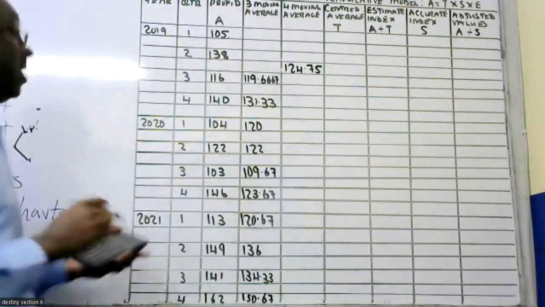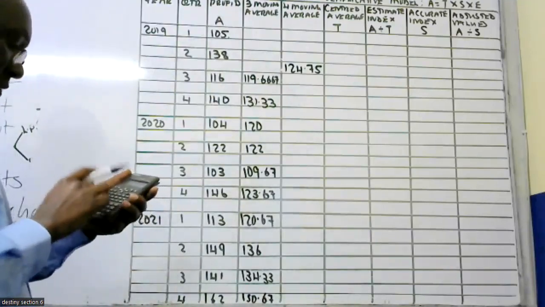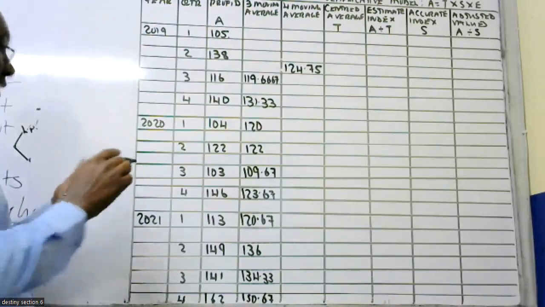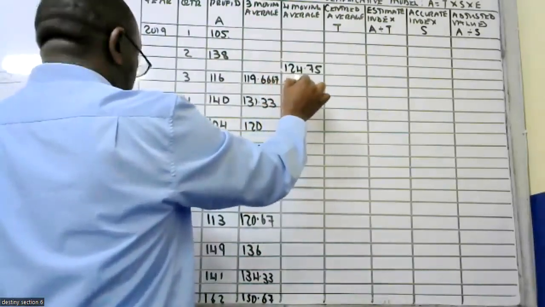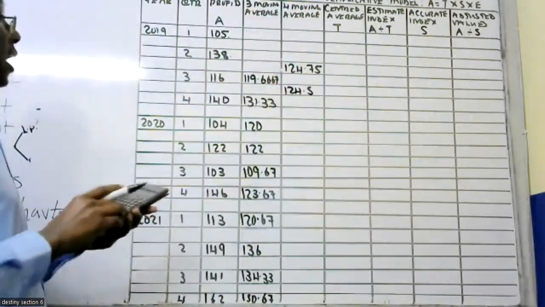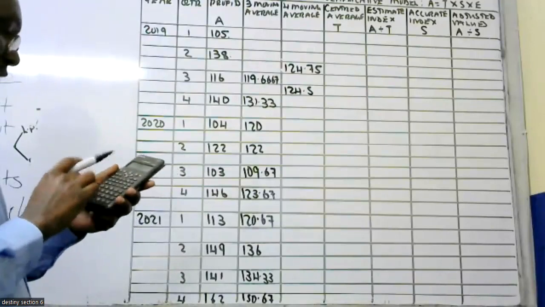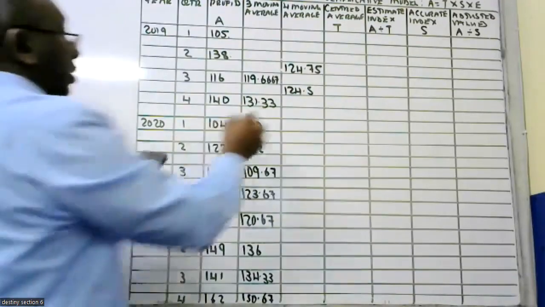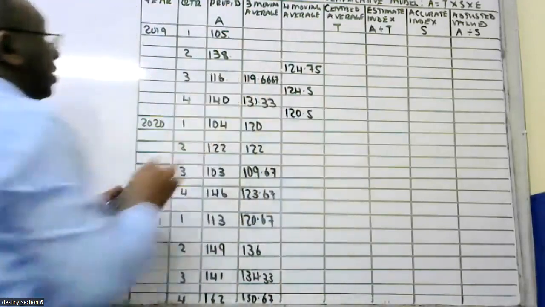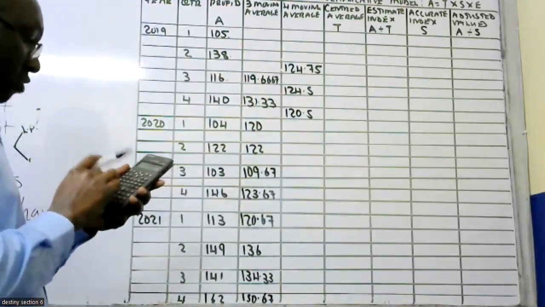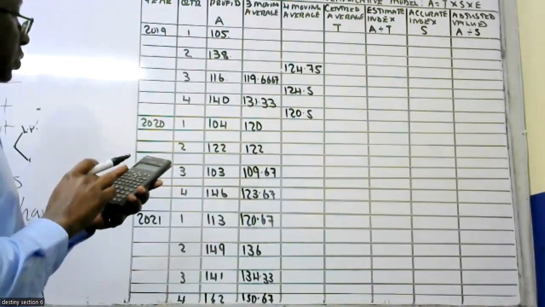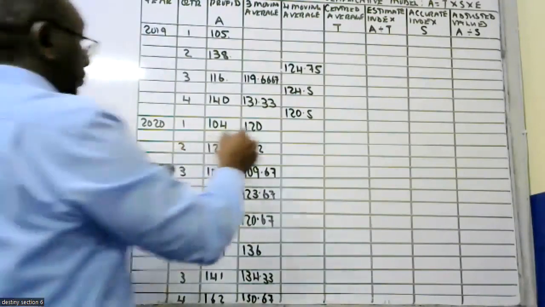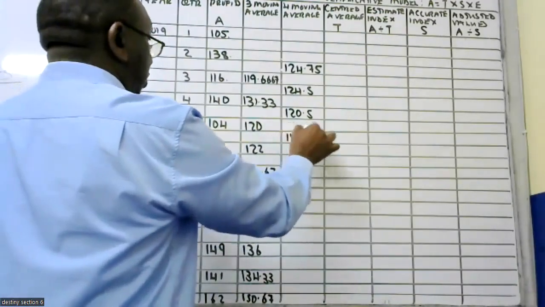Then you drop this 105, say 138 plus 116 plus 140 plus 104. You divide by 4 is 124.5. Then uchukue 116 plus 140 plus 104 plus 122 divided by 4 is 120.5. Drop that, uchukue 140 plus 104 plus 122 plus 103 divided by 4 is 117.25.